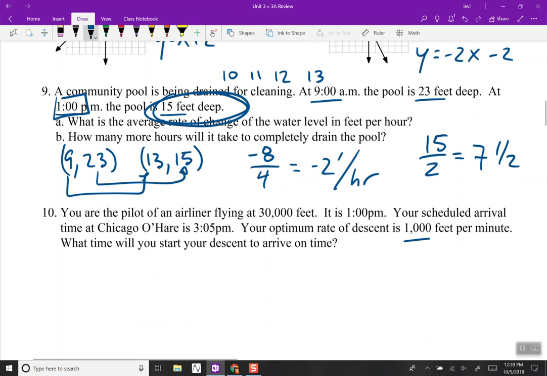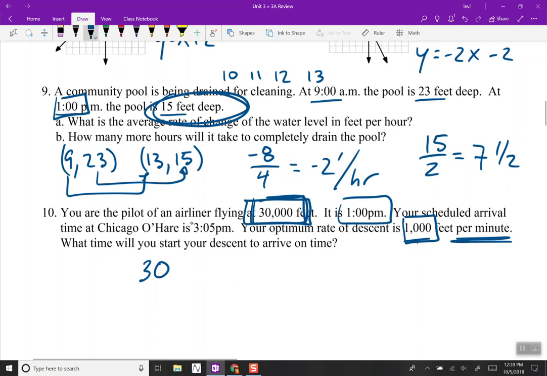So we need to go from 30,000 feet and at 1:05. So how long, if we're going 1,000 feet per minute, right? 1,000 feet for every minute. How long will it take us to go 30,000 feet? Well, 1,000 goes into 30,000. What is that? 30 times. So that should take us 30 minutes.